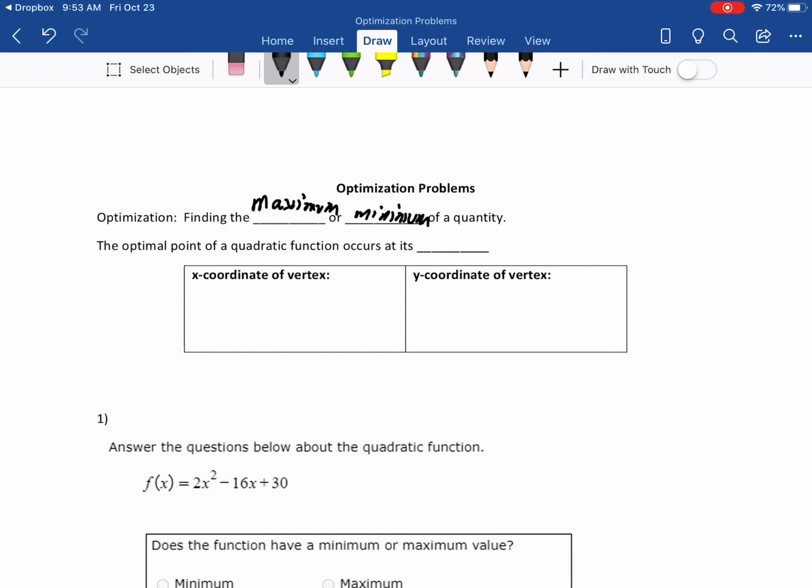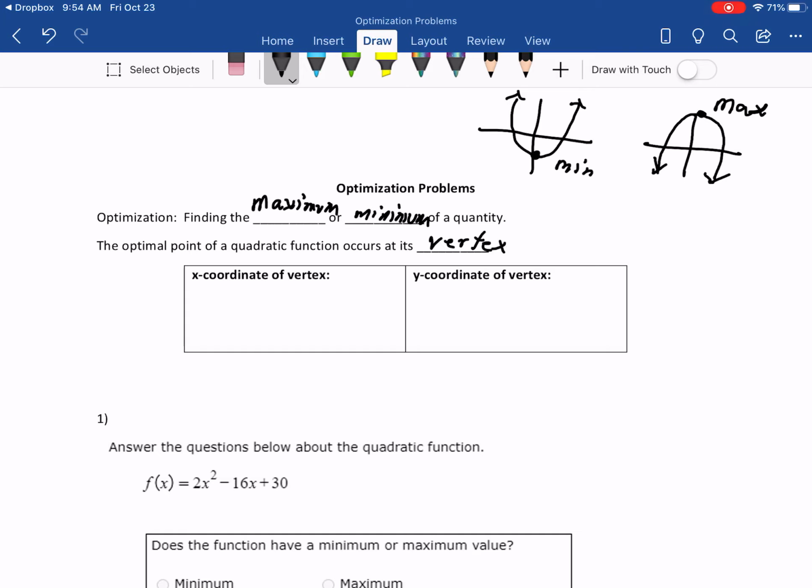For a quadratic function, remember quadratics can be smiling like this or frowning like that. When we have a smiling parabola, we have a minimum. When we have a frowning parabola, we have a maximum. And that optimal point, the point at which the minimum or maximum occurs, is the vertex.